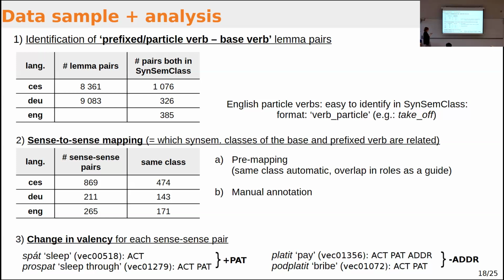And then for English, we just identified corresponding particle verbs. There are over 300 of them in SynSemClass because they are listed there in a specific format. It's the verb underscore particle. So for example, take underscore off.